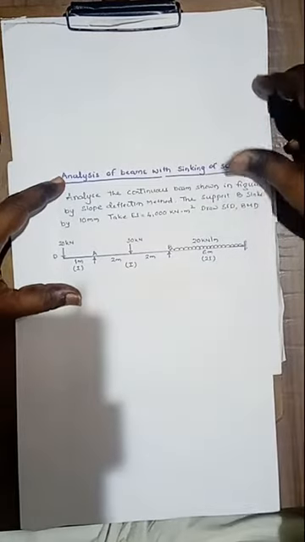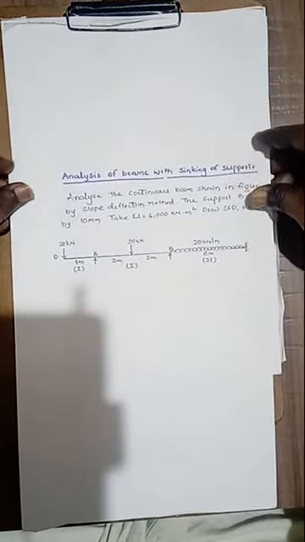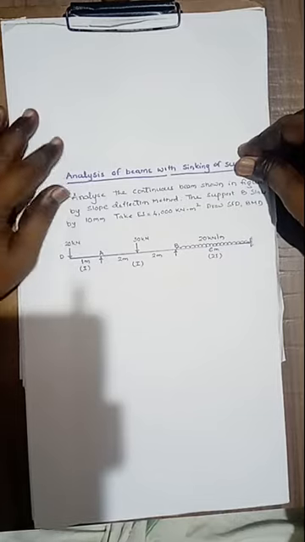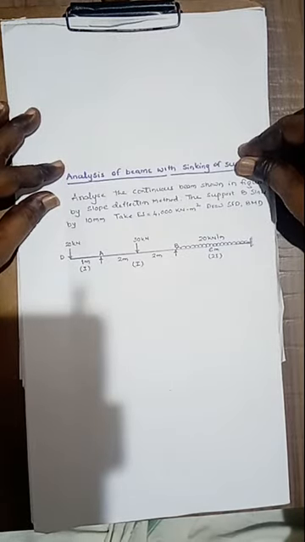Analyze the continuous beam shown in the figure by the slope deflection method. The support B sinks by 10 millimeter. Take the flexural rigidity EI as 4000 kilonewton meter square. Draw SFD and BMD.